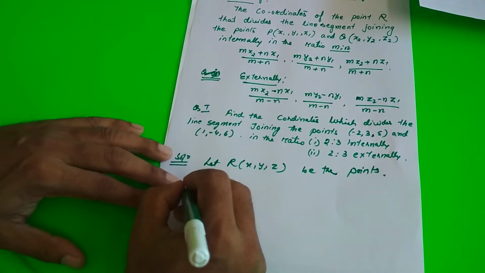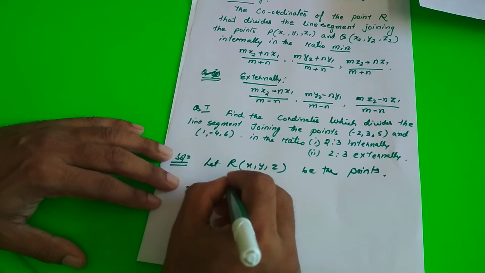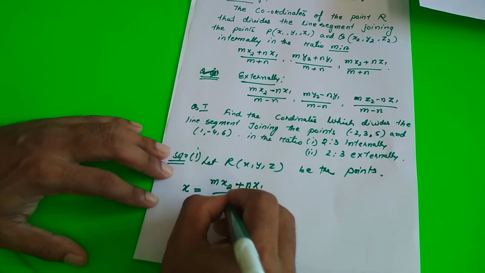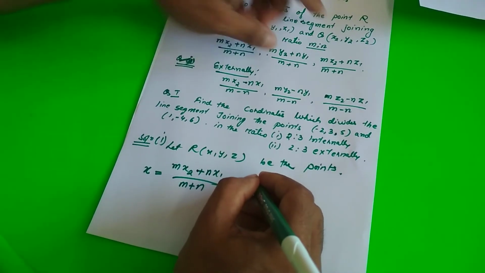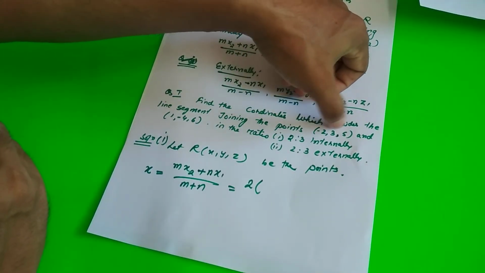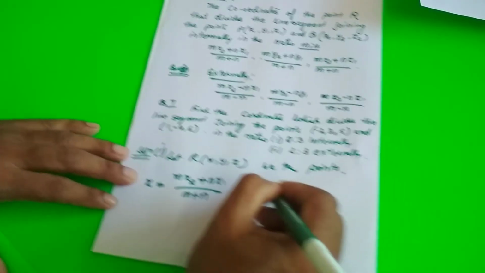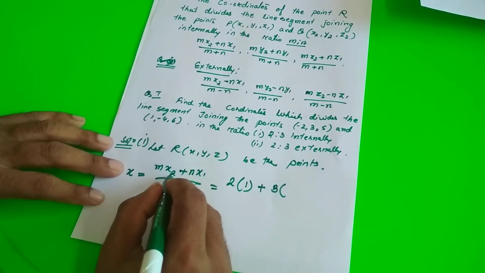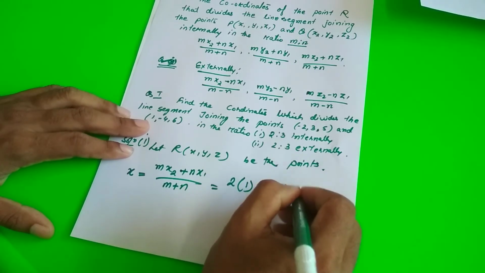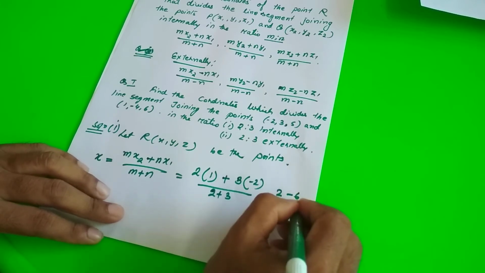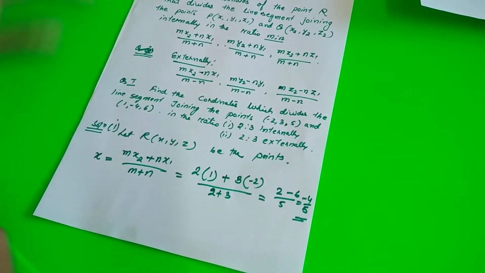Clear? Now, x is nothing but what? For number 1 we are doing (m x2 plus n x1) divided by (m plus n). What is m? m is 2. Taking the points as (x1, y1, z1) and (x2, y2, z2), x2 is 1 and x1 is minus 2, with 2 plus 3 in the denominator. How much did we get? 2 minus 6 by 5, which is minus 4 by 5. This is what we got.